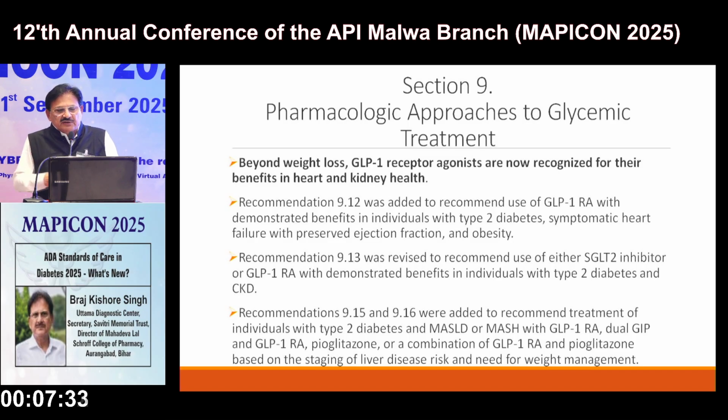And it has also been recommended that GLP-1 receptor agonist and pioglitazone, or a combination of GLP-1 receptor agonist and pioglitazone, can be used in different stages of MASLD and MASH.